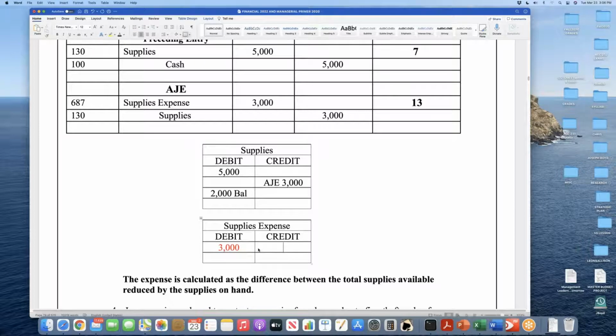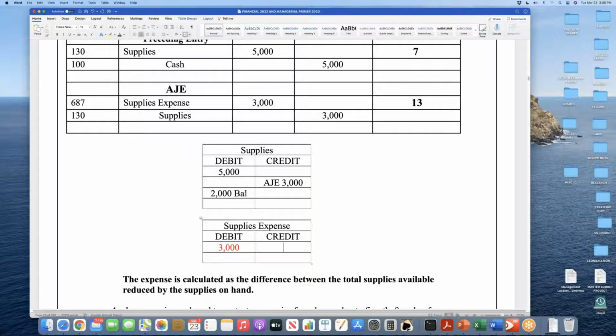And we take the difference between how much is in the account at the beginning and how much is in there at the end. So for supplies, you have an adjusting entry. You're going to have all your supplies in there, you're going to look at the balance and take the difference.